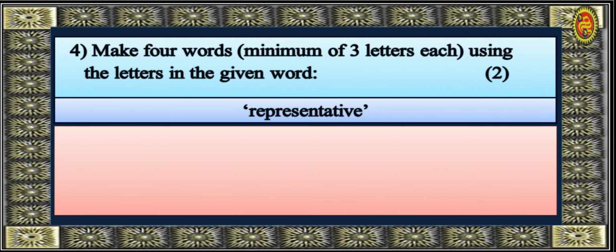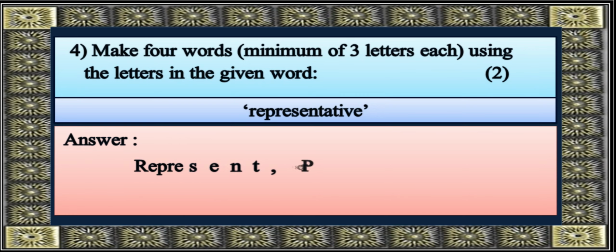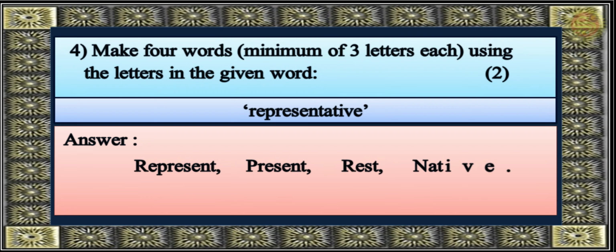Fourth, make 4 words, minimum of 3 letters each, using the letters in the given word. 2 marks. Representative. Answer: represent, present, rest, native.